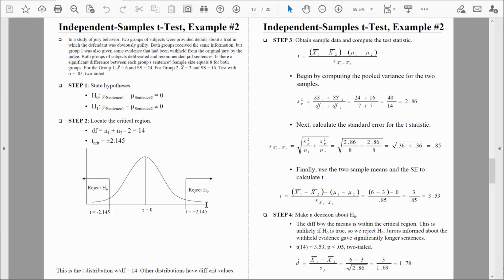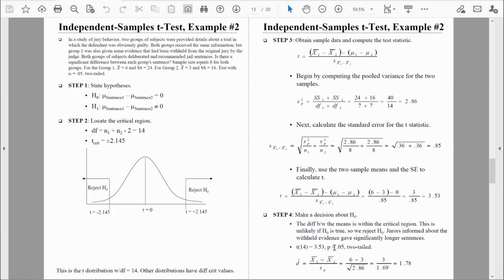Remember, that value of 3.53 was located in this small region, so it should be associated with a small probability. We have to pick between listing a probability p being less than 5% or a probability p being greater than 5%. If we're in this small region, we should pick a small probability, and of the two, p less than 0.05 is small. And that's what we use right here when we summarize our results for a journal article.